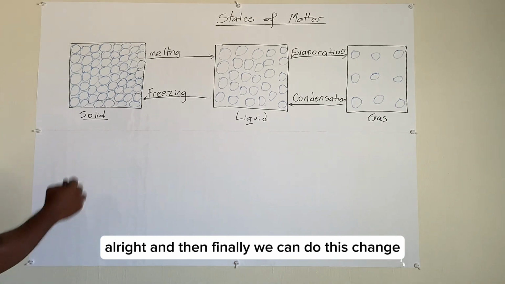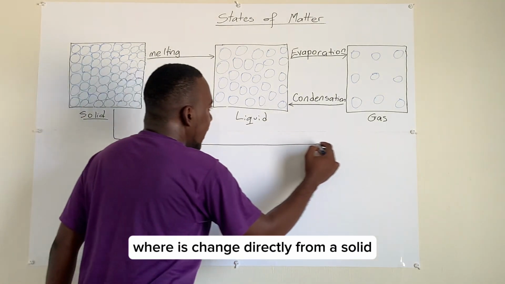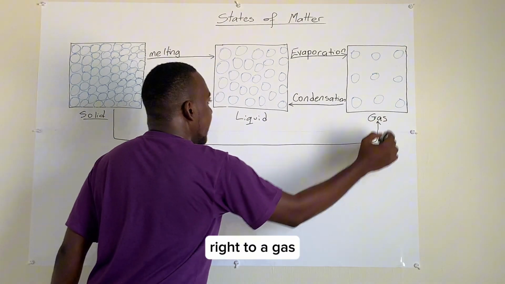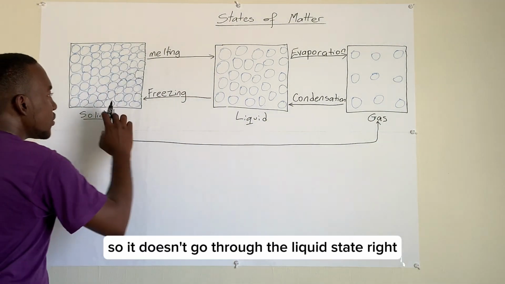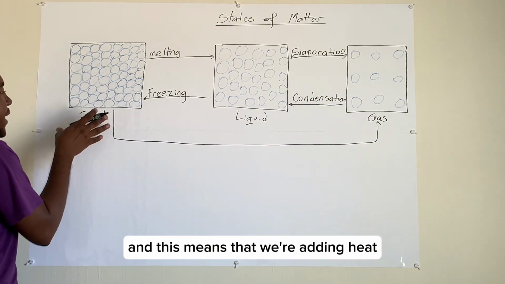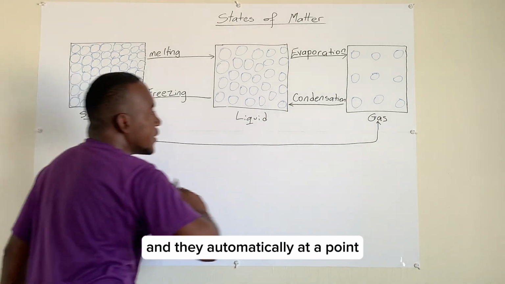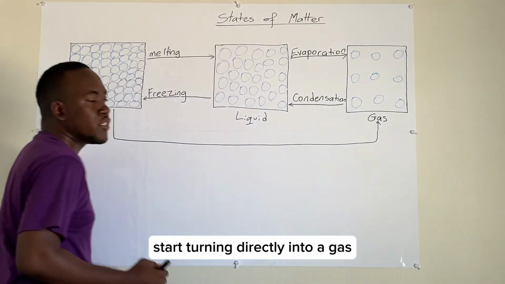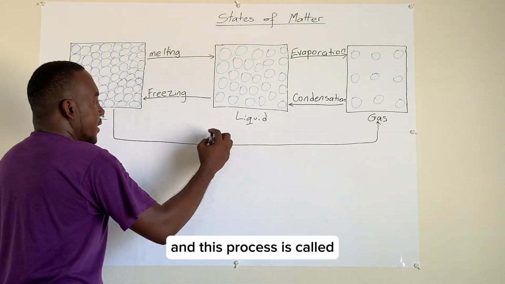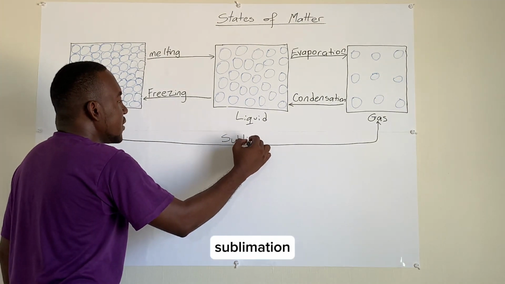Right? And then finally, we can do this change, where we change directly from a solid to a gas. So it doesn't go through the liquid state, right? This means that we're adding heat to specific solids and at a point they automatically start turning directly into a gas. And this process is called sublimation.